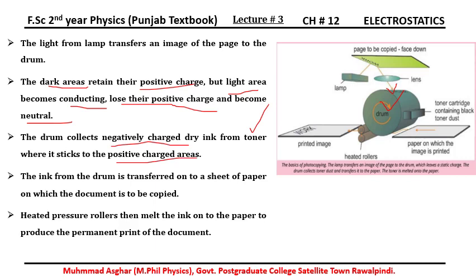The ink from the drum is transferred to the sheet on which the document is to be copied. Heated pressure rollers melt the ink on the paper. Here they melt the ink on the paper to produce the permanent print of the document.